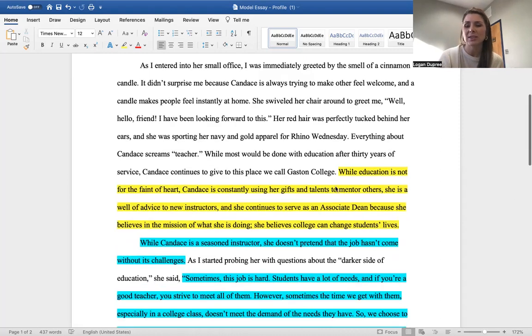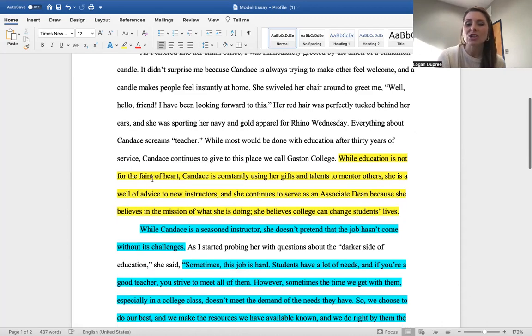But then let's take a look at the thesis. While education is not for the faint of heart, Candace is constantly using her gifts and talents to mentor others. She is a well of advice to new instructors, and she continues to serve as an associate dean because she believes in the mission of what she's doing. She believes that college can change students' lives.